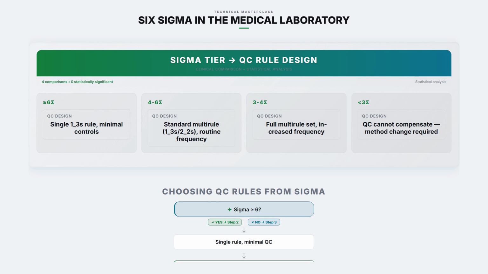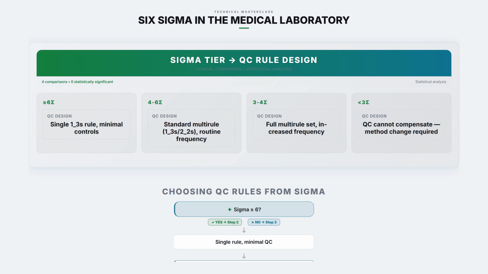World-class methods can run a single 1_3s rule with two controls as shift. Marginal methods need the full multi-rule set. 1_3s, 2_2s, R_4s, 4_1s, run far more frequently, sometimes bracketing every batch.